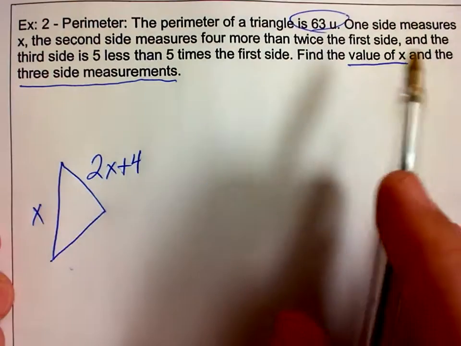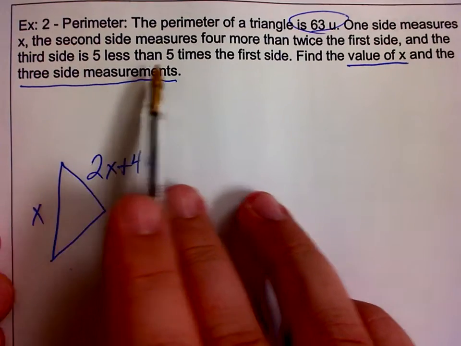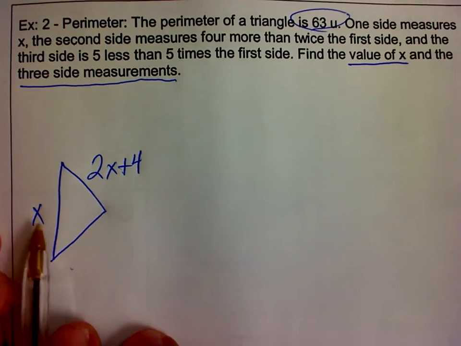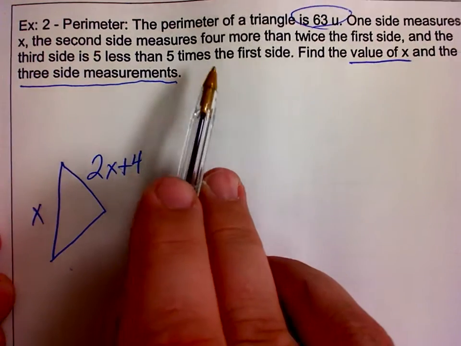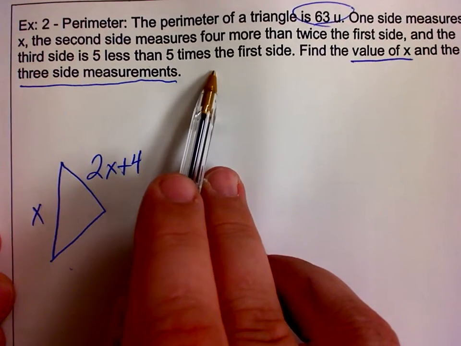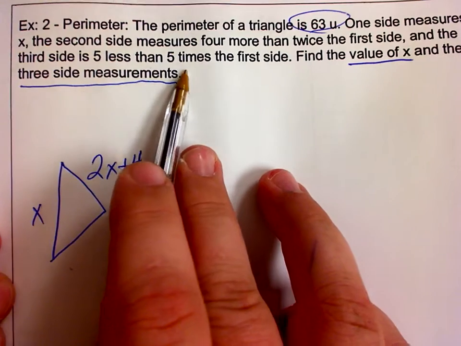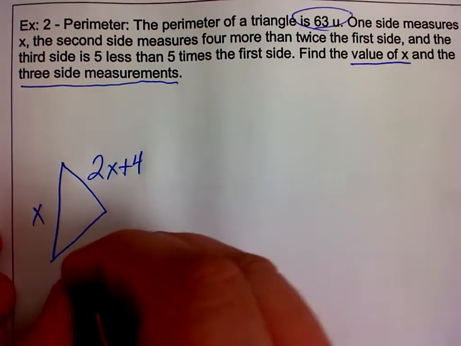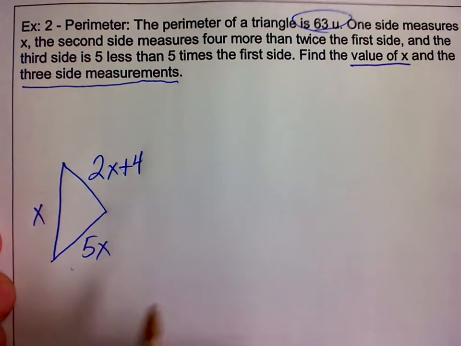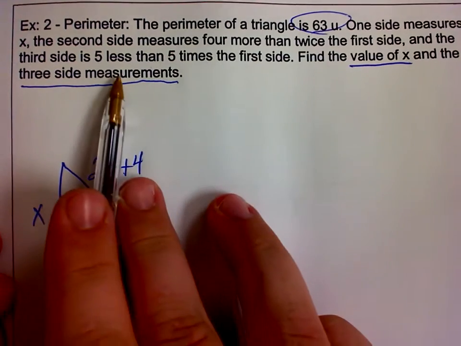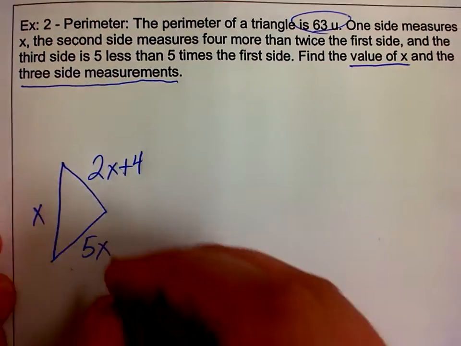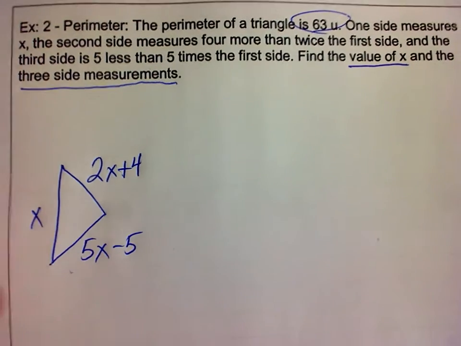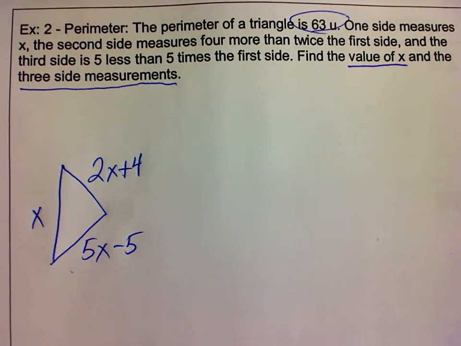Let's look at the third side here. The third side is 5 less than 5 times the first side. So they're referencing this side again. So they have 5 less, and they have 5 times the first side. So since the first side was x, they want 5 times that x, which means we're going to have a 5x. Then finally, we can reference the 5 less than this number, which means less than is going to be represented by subtraction. So we're going to have a minus 5.